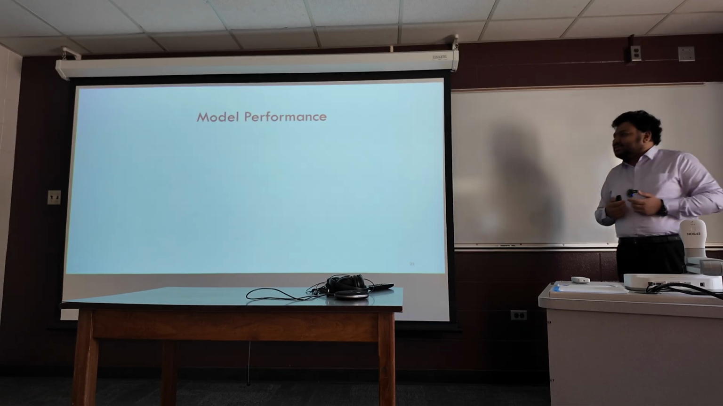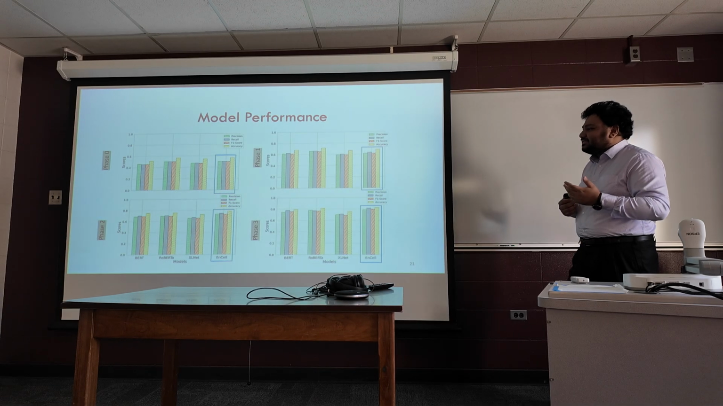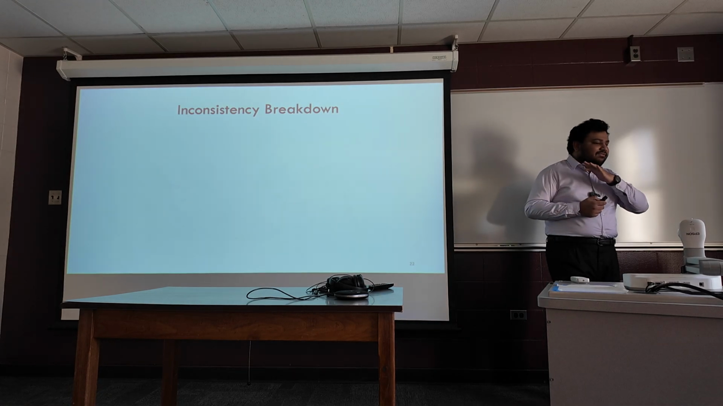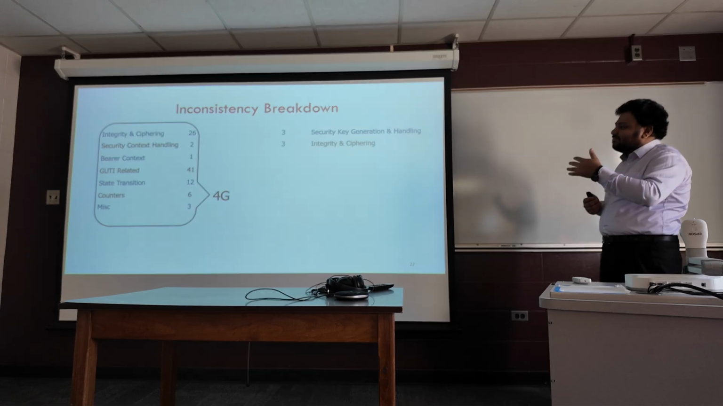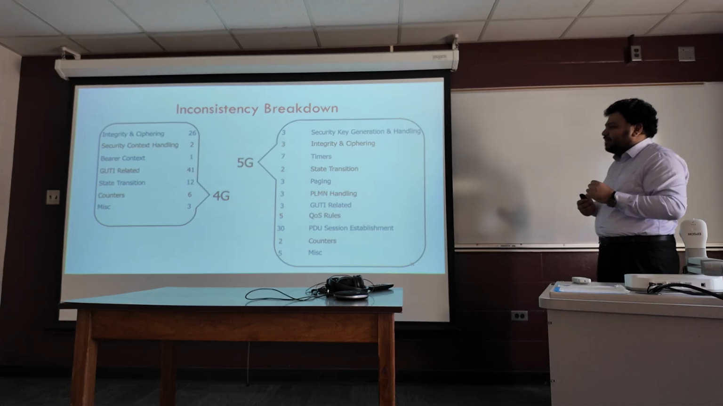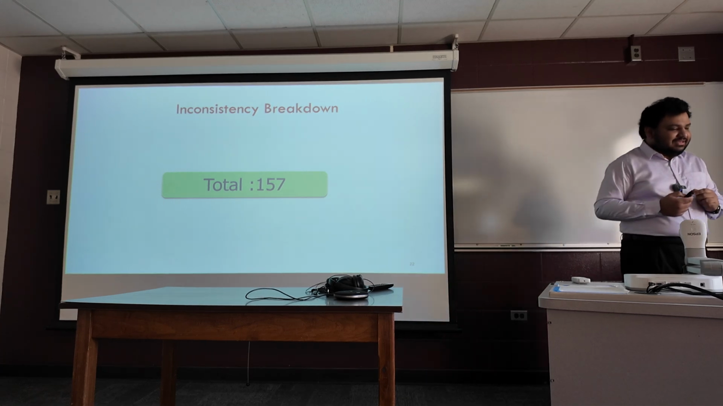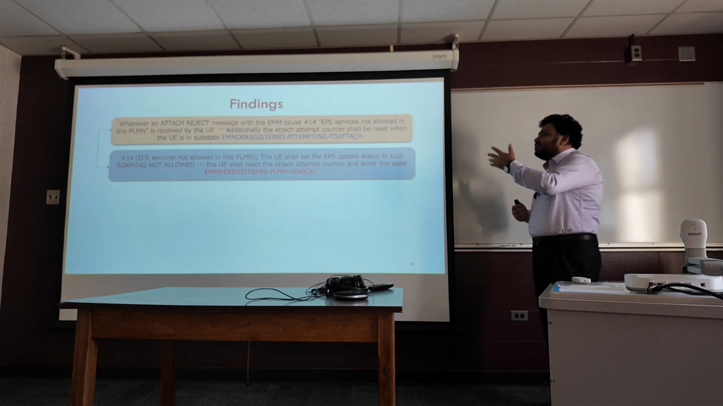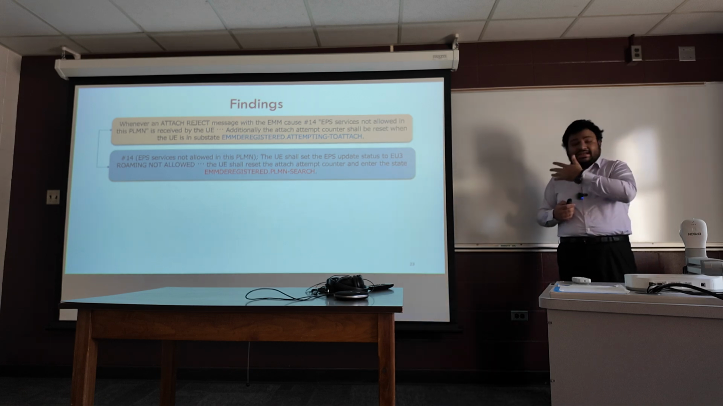What did we find, actually? For model performance, we went with 3 phases. At the end, we got around 82.7% accuracy. For the inconsistency breakdown, we manually looked into the inconsistent segments, both in 4G and 5G, and grouped them into different security problems and issues, totaling 157 inconsistencies that we reported to GSMA. Now, for finding 6, the first finding that I already talked about, if you have the same precondition but talk about different post-conditions, that can cause issues.